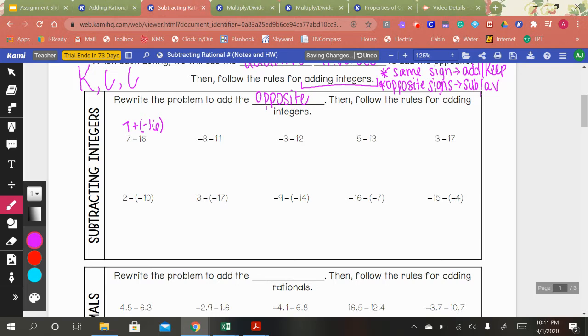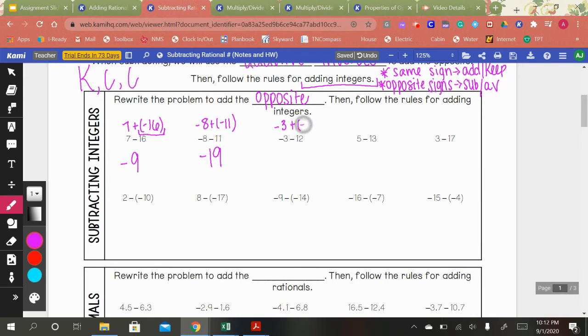Once we use keep, change, change, then we have to look at whether it's same sign or opposite signs. This one is opposite signs, so we will be subtracting. 16 minus 7 is 9. The negative number has a greater absolute value, so my answer will be negative. All right, next one, negative 8 plus negative 11. Keep, change, change. Negative 19.